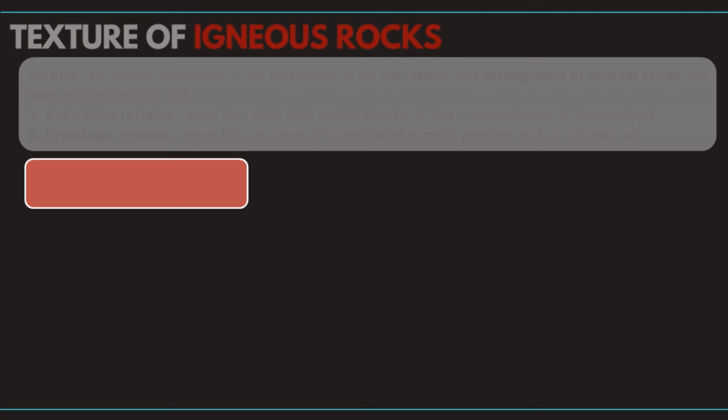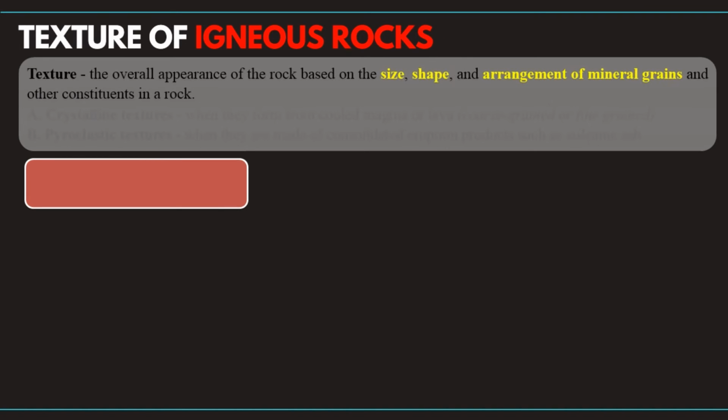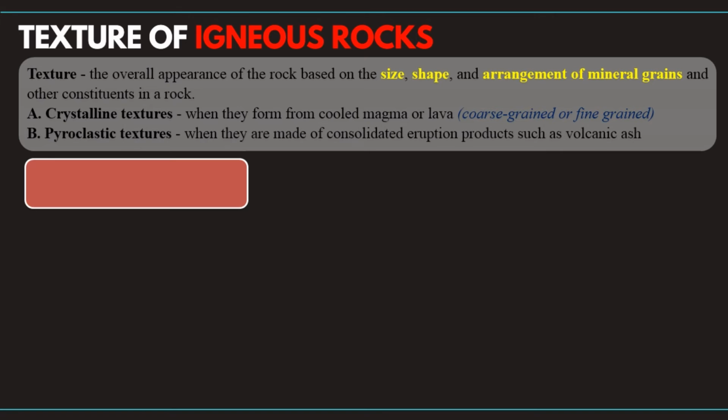Another way to identify igneous rocks is through their texture. Texture is the overall appearance of the rock based on the size, shape, and arrangement of mineral grains and other constituents in a rock. The texture of igneous rocks may exhibit a crystalline texture or pyroclastic texture.